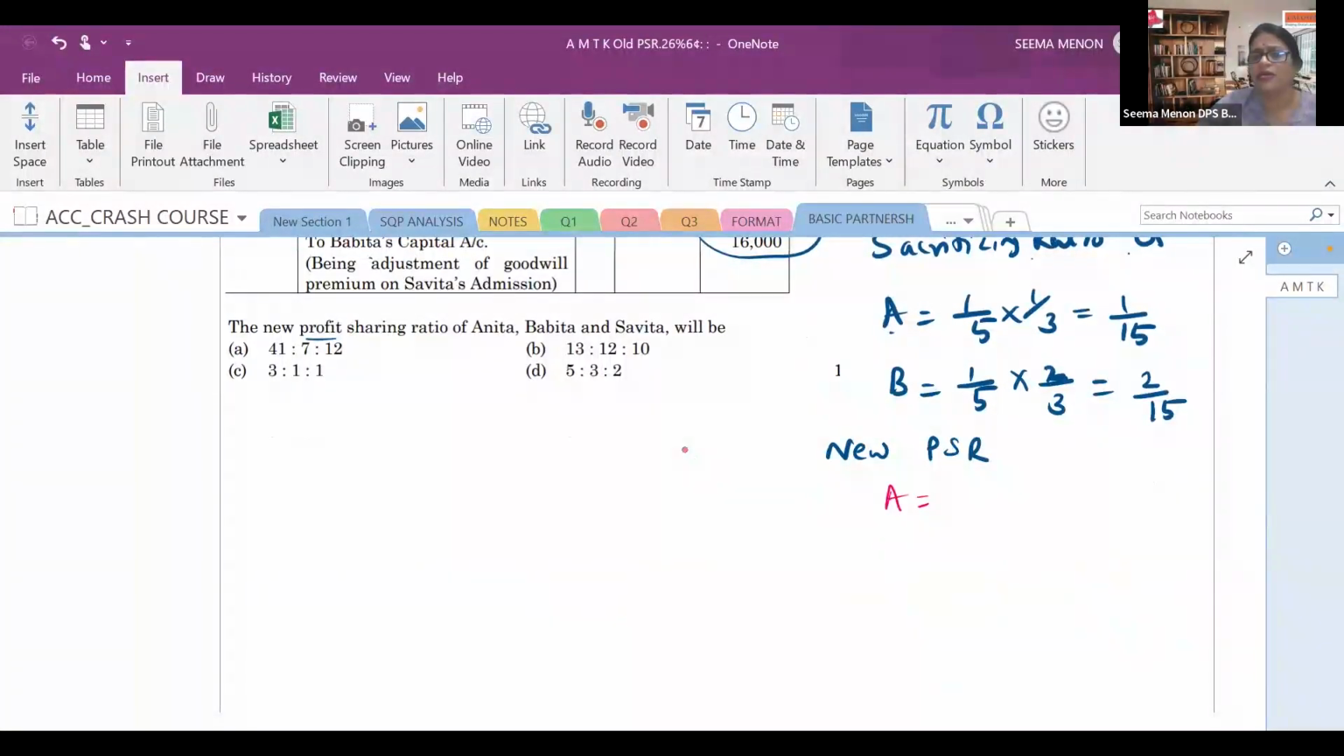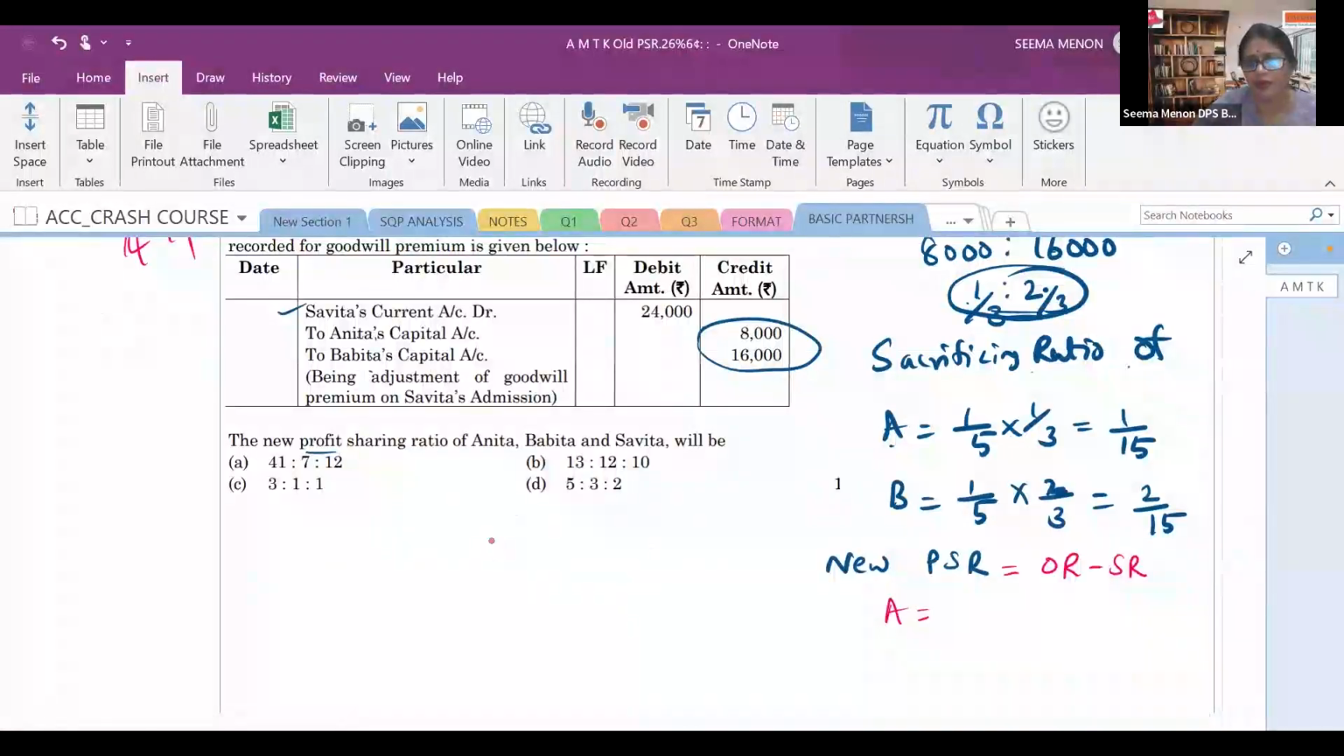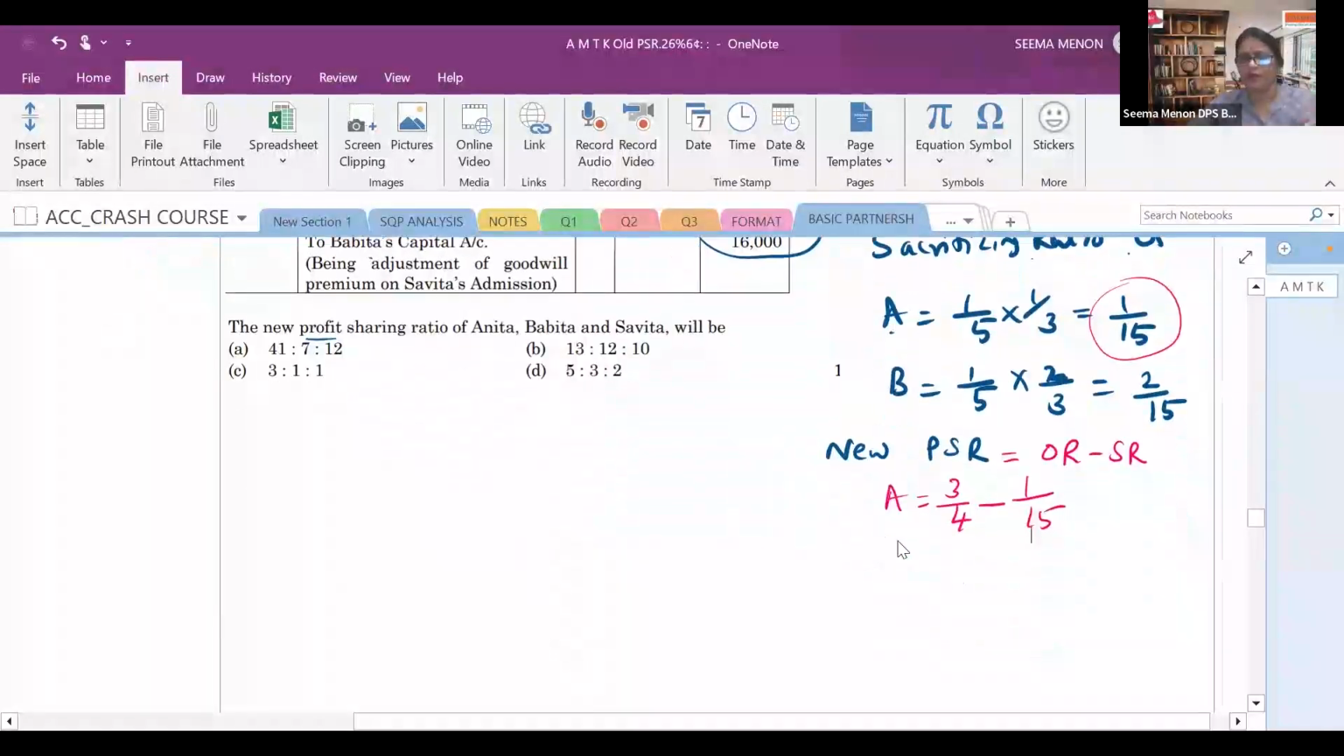So we know that always new profit sharing ratio, if there is a sacrificing ratio, how to get? New profit sharing ratio is equal to old ratio minus sacrificing ratio. We are solving MCQ. No need to write formula and all that. Now you can see Anita's old ratio is 3/4. So 3/4 old ratio. Minus what is Anita's sacrificing? 1/15.